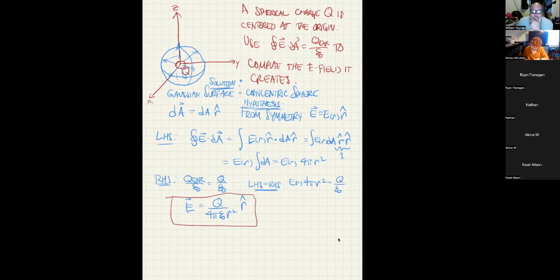What if you did it with a cube instead of a sphere? The right-hand side would still be Q enclosed over epsilon naught, which is the total flux. But the problem is you would end up doing a lot of complicated integrals because you'd have the dAs always pointing up, down, left, right, back, or forward, and the E would always be radially outward. So you'd have to be taking dot products on each of them. It's really ugly. In fact, all of electricity and magnetism is horribly ugly if you start talking about cubes and rectangles and stuff like that. We like spheres, we like infinitely long cylinders, and we like planes. That's the best of the world for us.